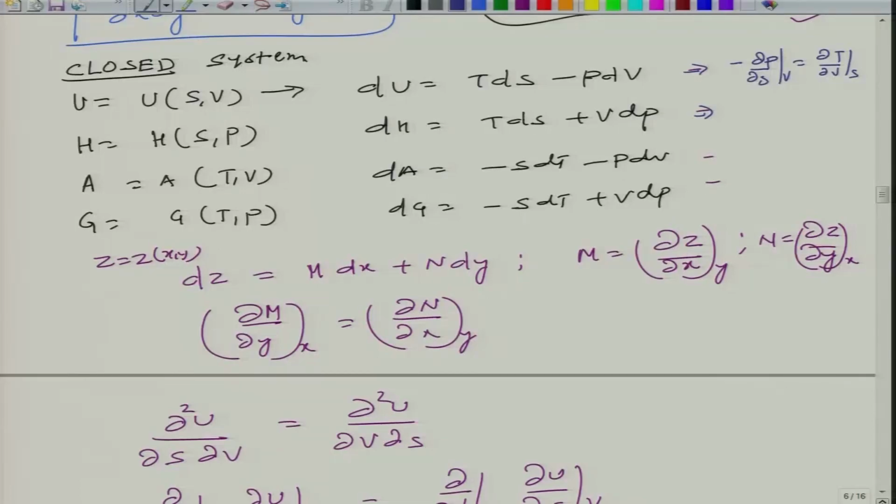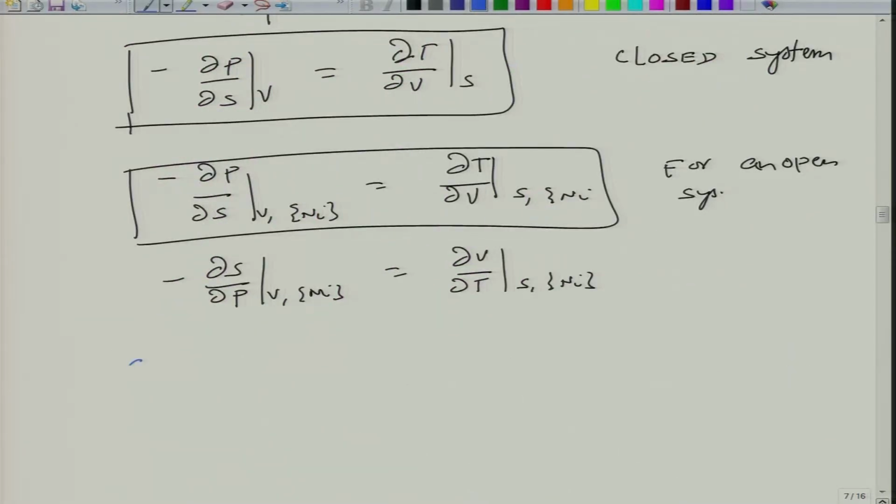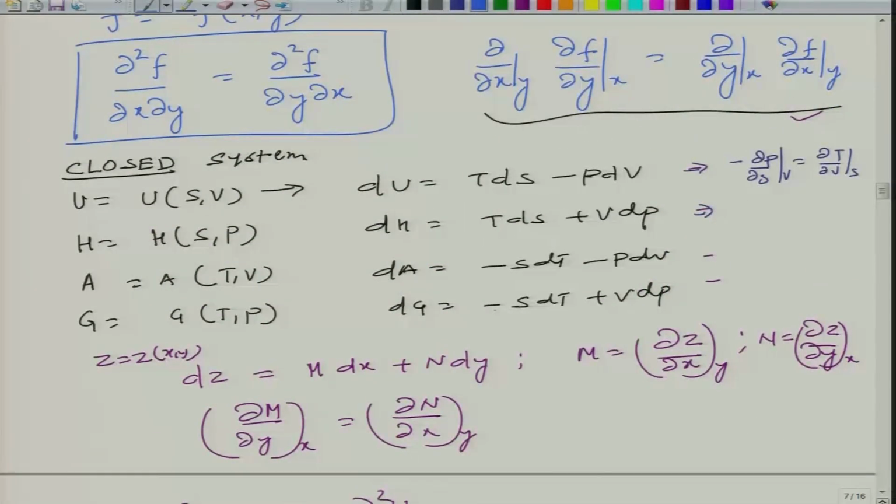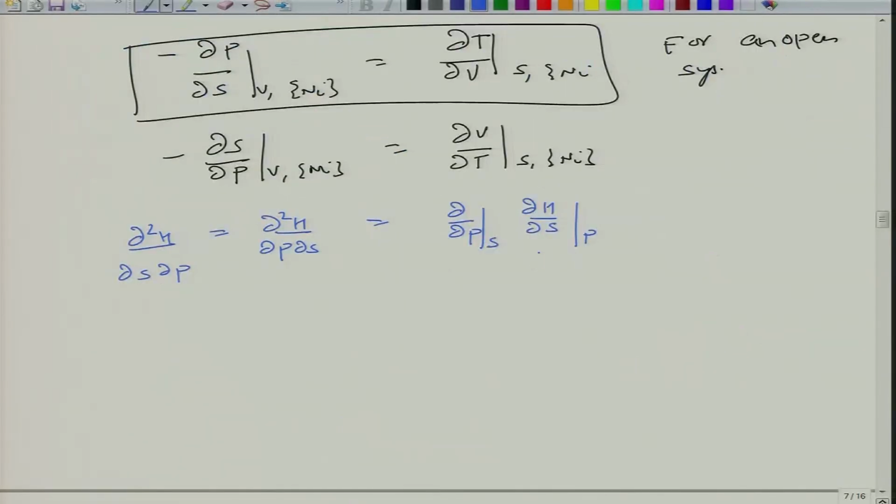We can do the same exercise for H. We are going to take del H by del S and del P, because H is a function of S and P, which is nothing but del square H by del P del S. I can now write this as del by del P of del H by del S, at constant P and constant S. If you look at the differential, del H by del S at constant P is nothing but T. So what we have is this as T.